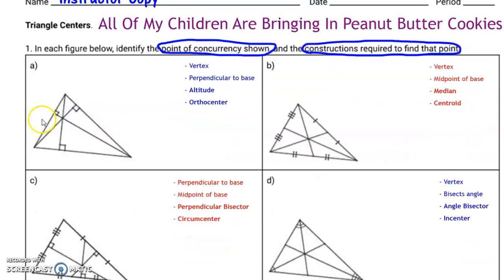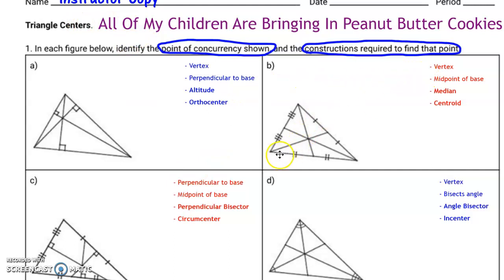For the first four questions in each figure below, identify the point of concurrency, and remember point of concurrency means it's either going to be an orthocenter, a centroid, an incenter, or a circumcenter. For letter A, it looks like we have these right angles given to us, which means they're perpendicular to the bases. I also see that these lines are connected to the vertex. So since they're connected from a vertex to a base, and they're perpendicular to that base, that means that these lines are all altitudes. Since they're all altitudes, altitudes meet up at an orthocenter. Remember, all of altitudes orthocenters.